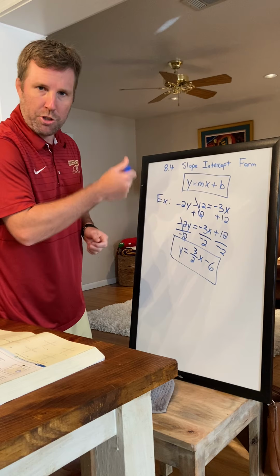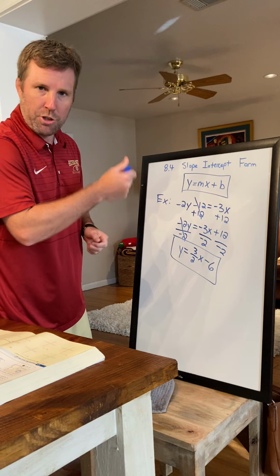Now, let's double check. Is this in this form? Is the y by itself? Yes. Is the x term the first term on the right side? No, it's not. So what I've got to do is flip these two to make sure I put the x term in front. So my final answer is y equals 1/2 x minus 2. Now I've got it in that y equals mx plus b form.